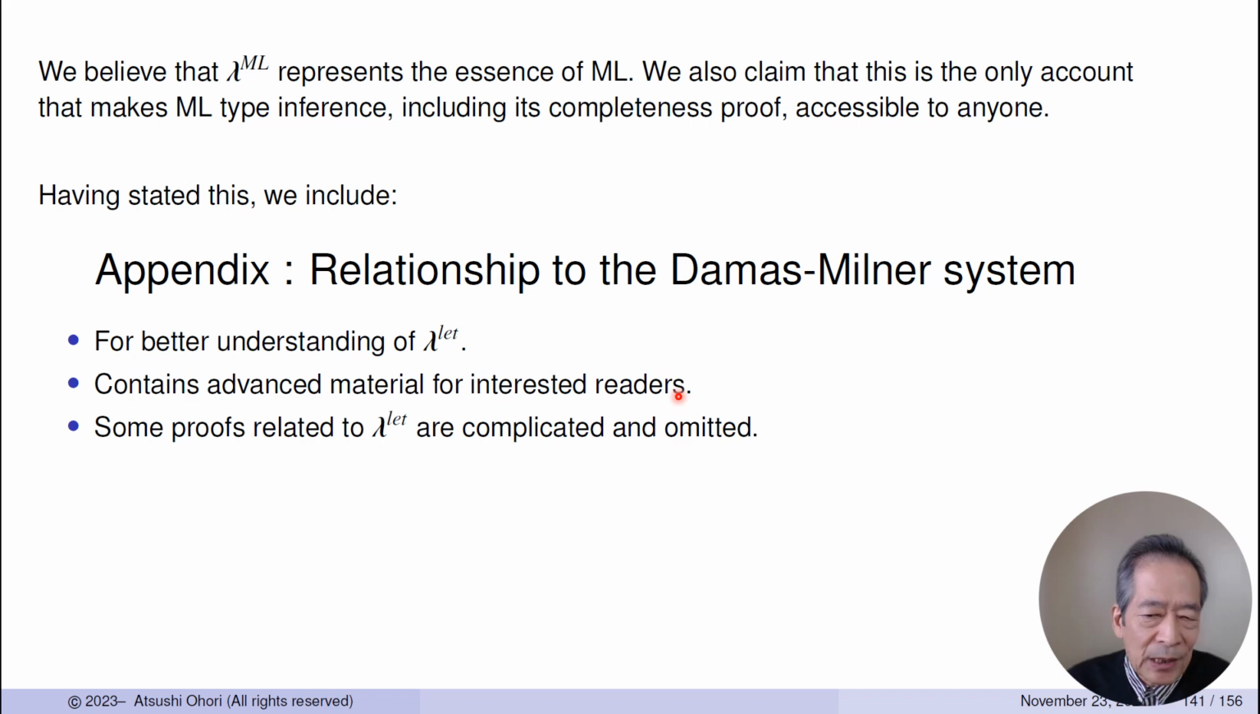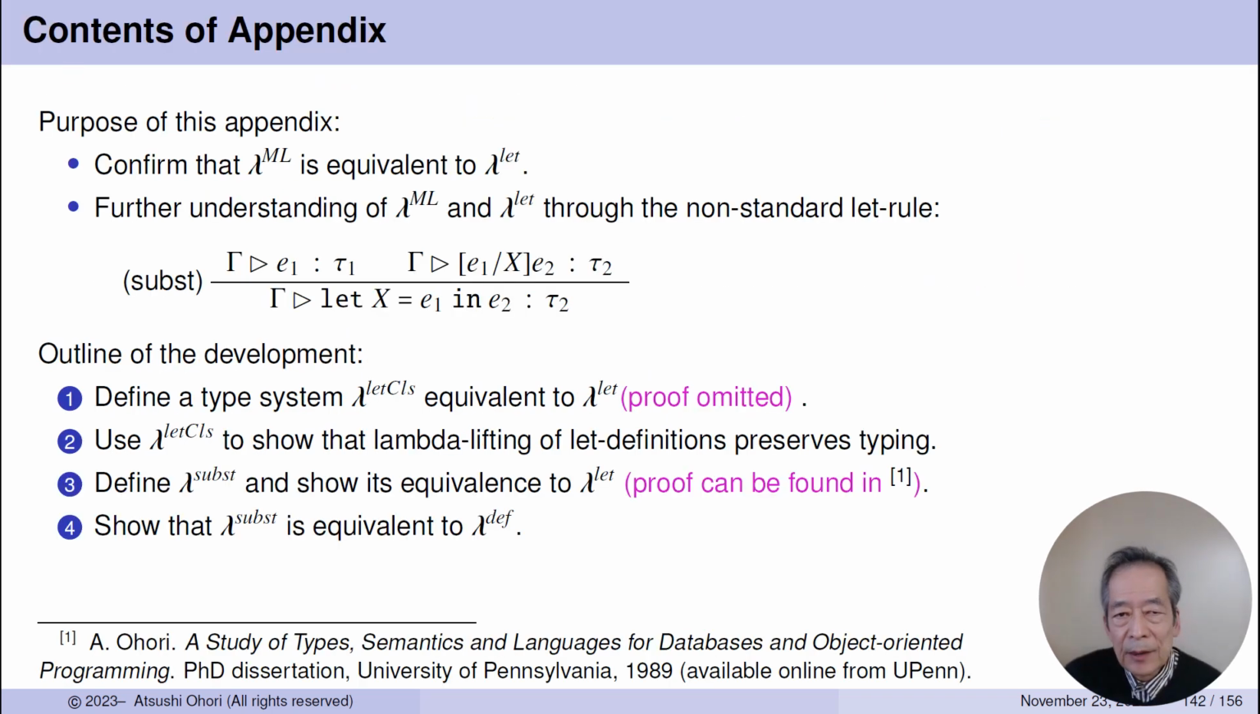Because of the complexity of the Damas-Milner system, some proofs related to it are inevitably complicated and omitted. So here's the appendix. Here are the contents of the appendix. I restate its purpose: that is, to confirm that lambda-ML is equivalent to lambda-let, and also to gain a deeper understanding of lambda-ML and lambda-let through the non-standard let rule, this rule.